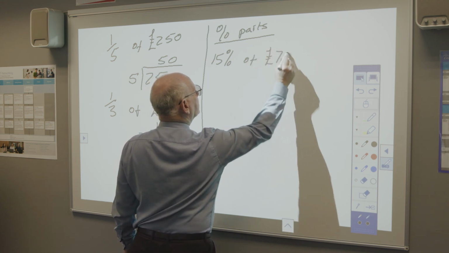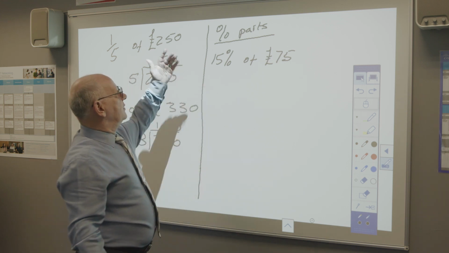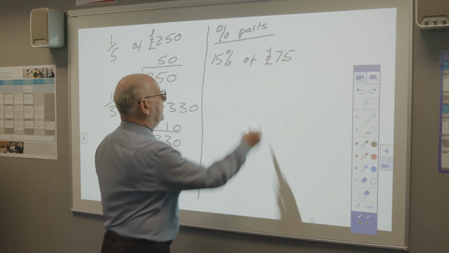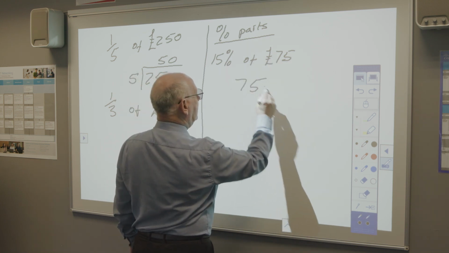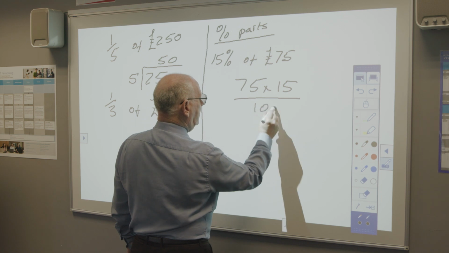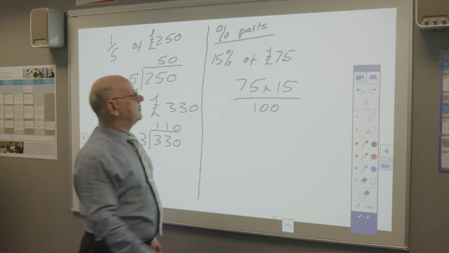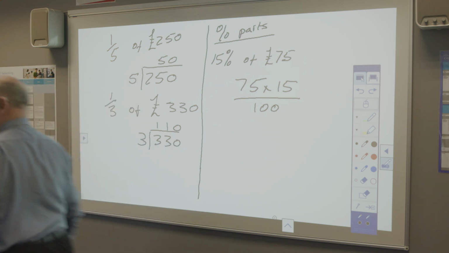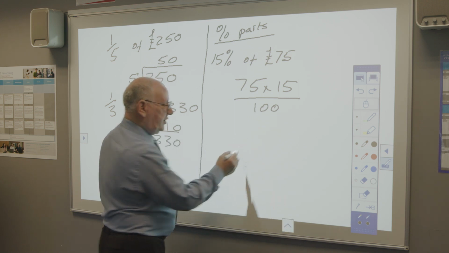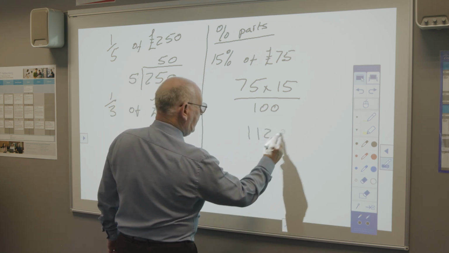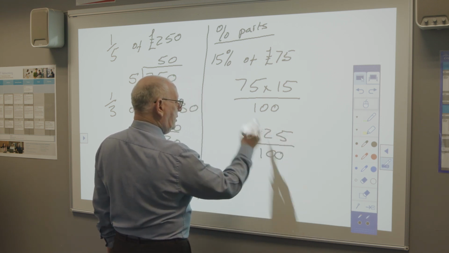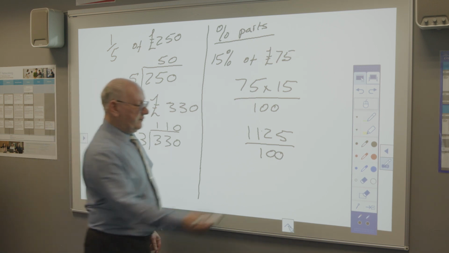The coat was £75. There's 15% off, so you need to find 15% of 75. 75 times 15 divided by 100. So 75 times 15 is 1125 over 100, or divided by 100, which will give you £11.25.